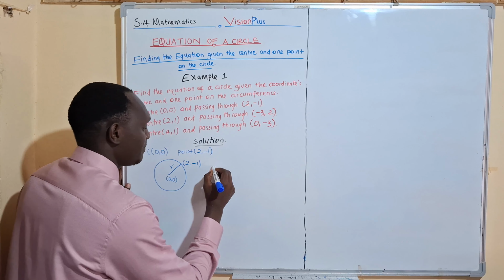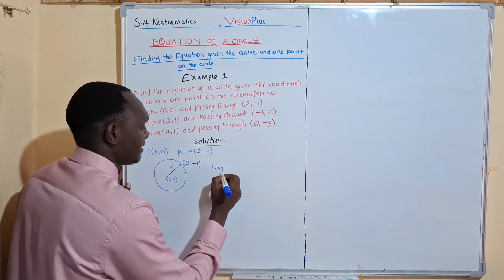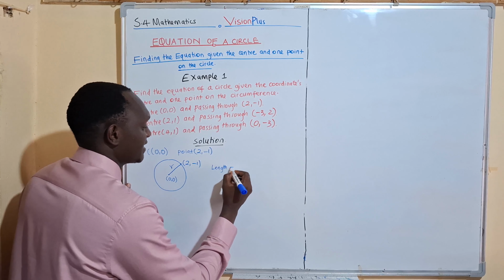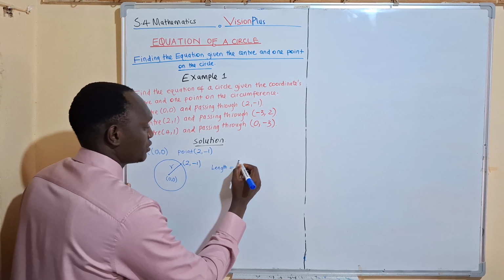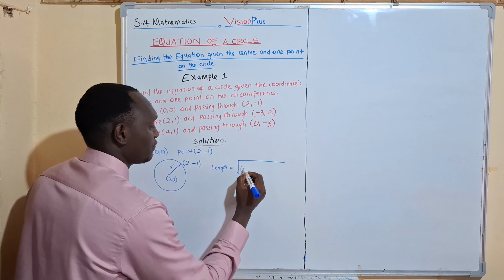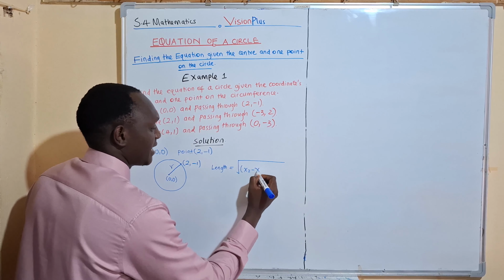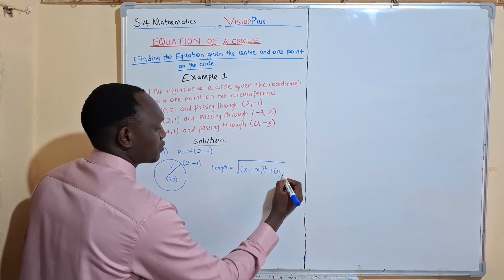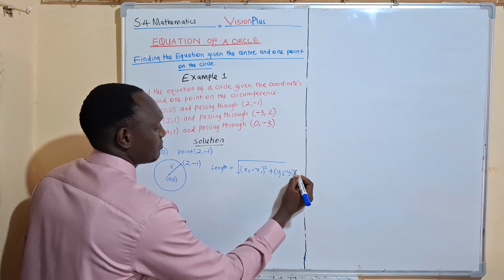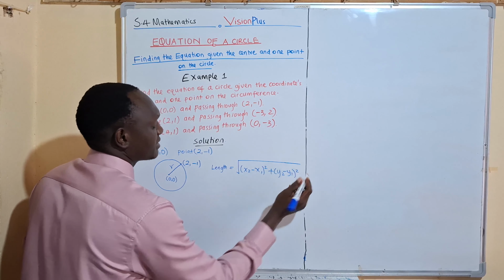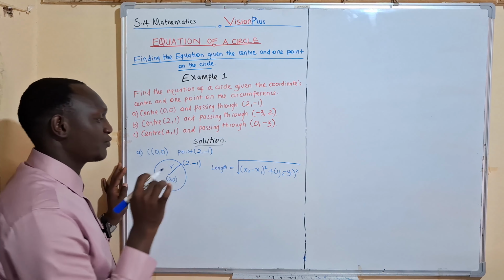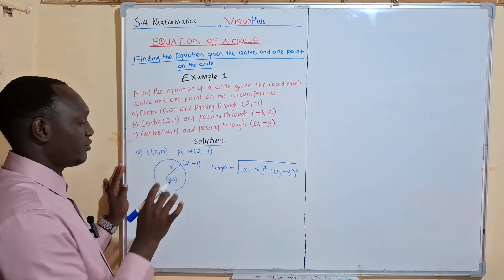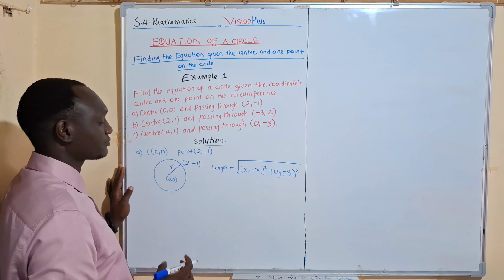So for us to find r, the formula for finding the length between any 2 points is given by the length equals the square root of (x2 minus x1) squared plus (y2 minus y1) squared. Please go back and revise your coordinate geometry, because we are applying it here.